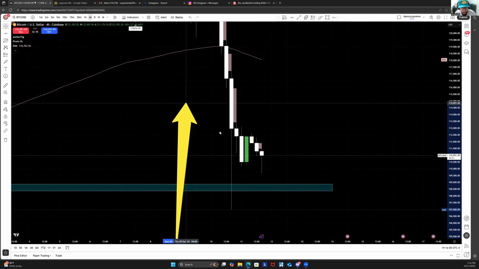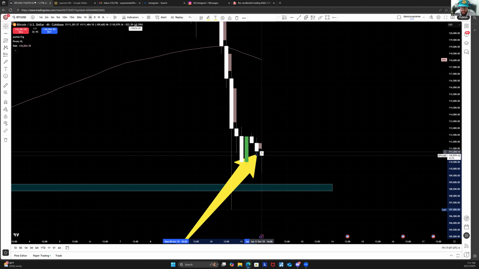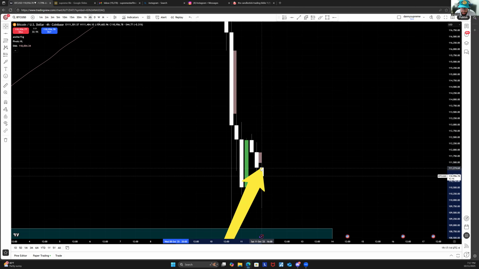this 4 hour candle opened where? Where was the open at? Where did it open? It's okay, I'll tell you. The candlestick opened right here. See the body? Right here. This is where it opened.